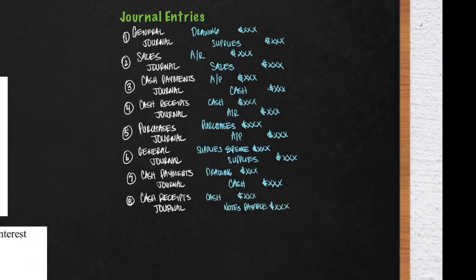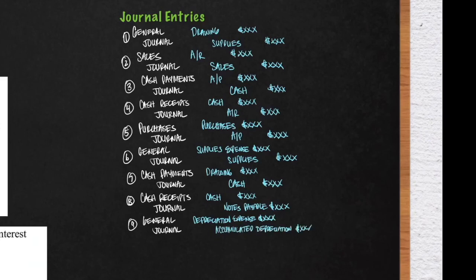Number 9, you record monthly depreciation. That's an adjustment which happens every end of the month. So you're going to record that in the general journal because, again, any adjustments or closing entries belong in the general journal. You're going to debit depreciation expense and credit accumulated depreciation.